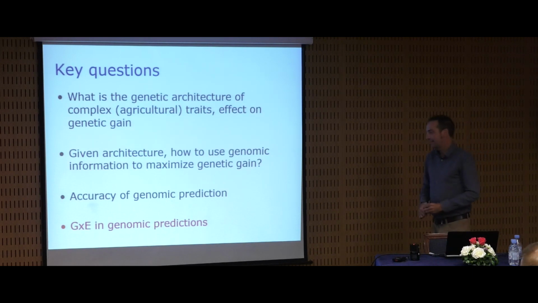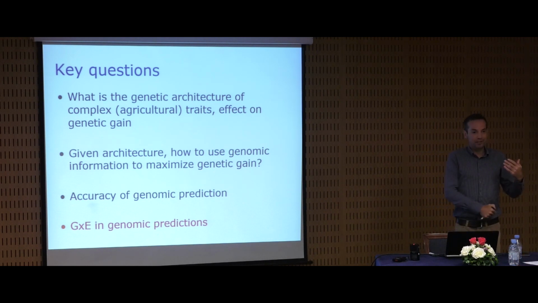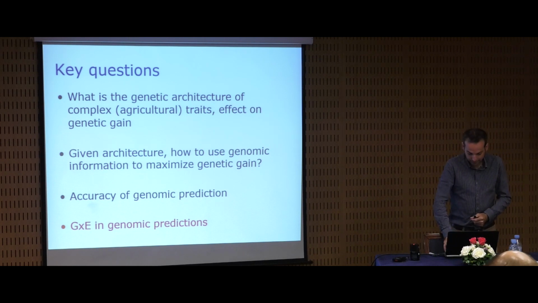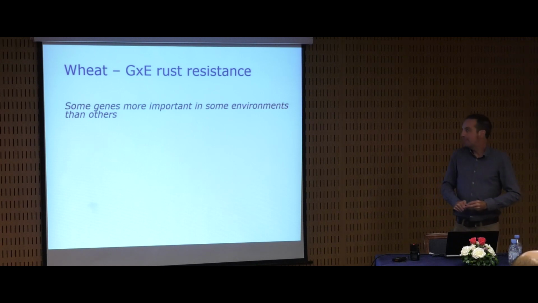Okay, just to finish up then, just a tiny little bit on G by E. One thing that I've learnt moving from animals to plants is genotype by environment interaction is much more important in plants than it is in animals. We don't see much of it in animals. There is a lot of it in plants. You can define it in multiple different ways, but one way of expressing genotype by environment interaction is some genes are more important in some environments than others.